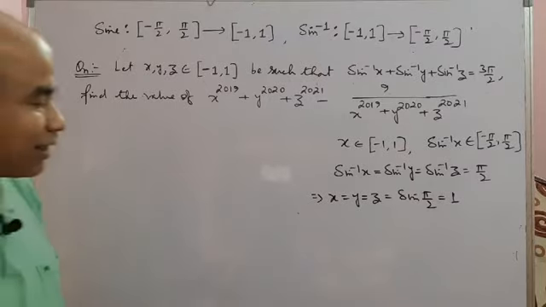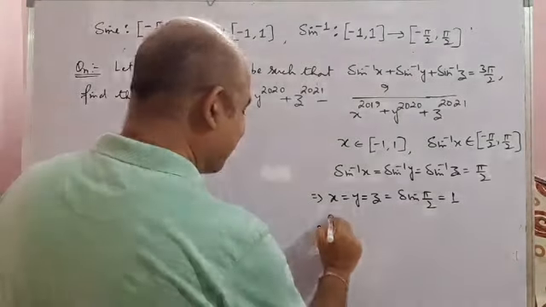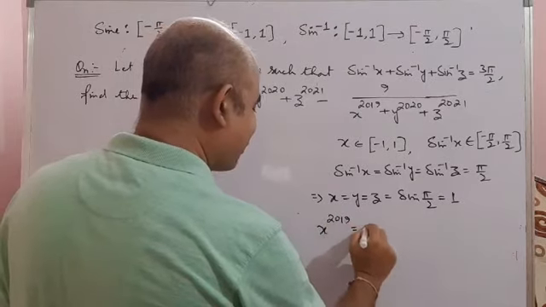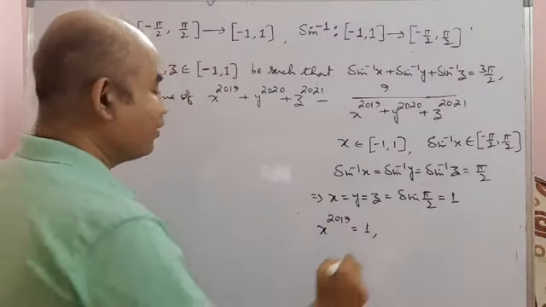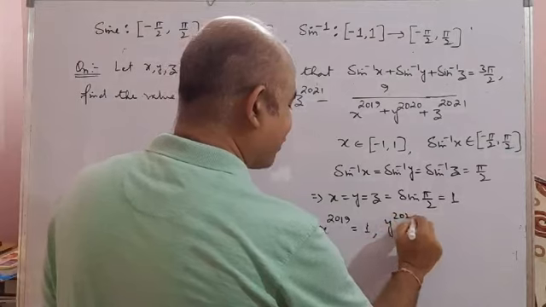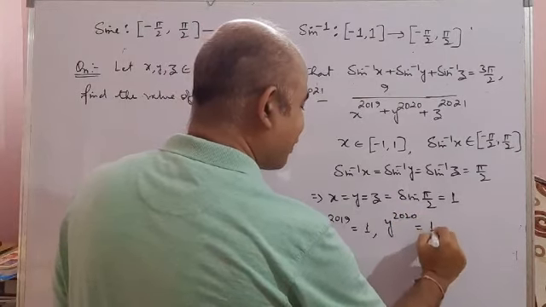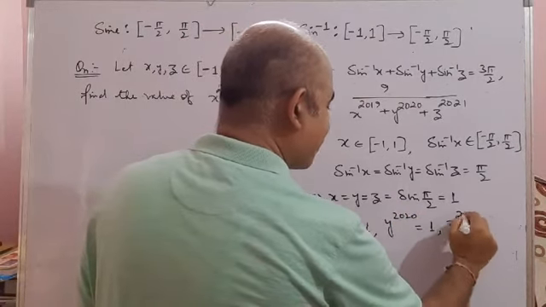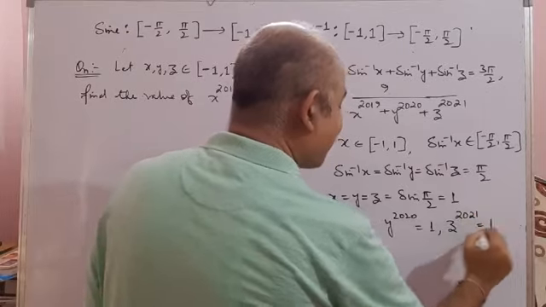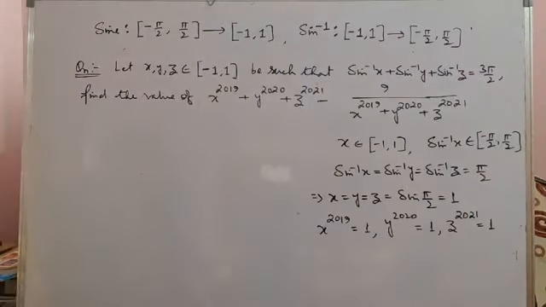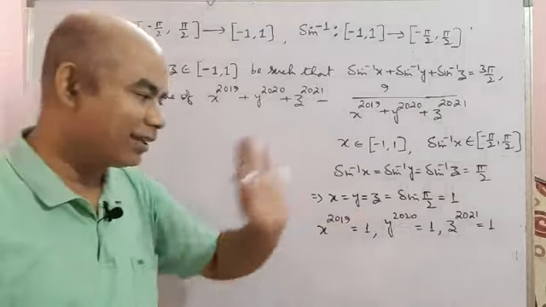If x, y, z all are equal to 1, then x to the power 2019, as you know, 1 to any power is 1, so it is 1. y to the power 2020, that is 1 to the power 2020, that is 1. z to the power 2021, that means 1 to the power 2021, so this is also 1. That means any power of x, y, z is also equal to 1.